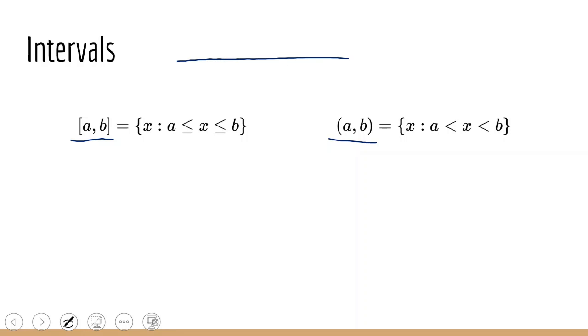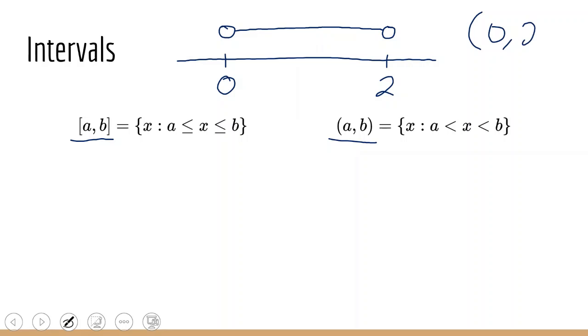So for example, let's say we have our number line, and we wanted to create an interval between 0 and 2. If we wanted to exclude 0 and 2, but include all the numbers in between, we would use round brackets, 0 and 2 inside round brackets. If we wanted to instead include 0 and 2 in our set, as well as the numbers in between, we would go ahead and use square brackets.